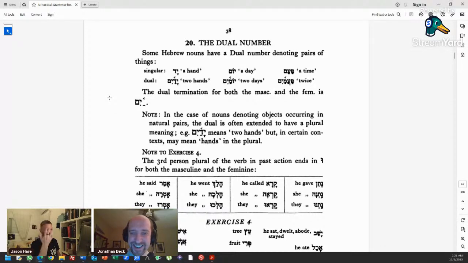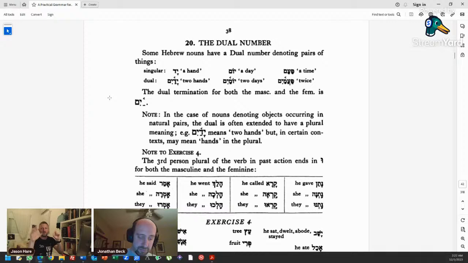Yad, hand, yad, yadaim. It says two hands, but yadaim is the dual form, but it's used as the plural. So to say my two hands, you say shtei hayadaim sheli, shtei yadai, the two of my hands, because there's no other way to say that. Yadot does exist in the Bible, but it has a different meaning.